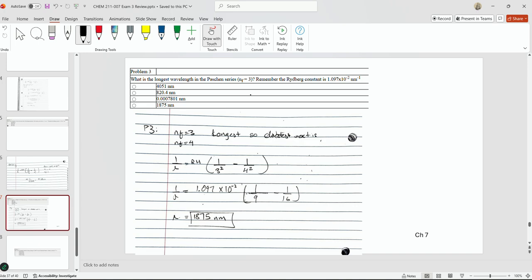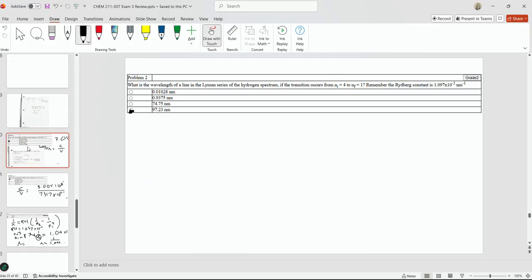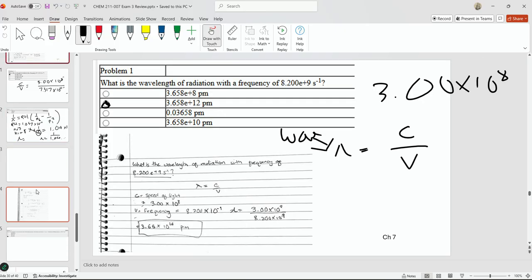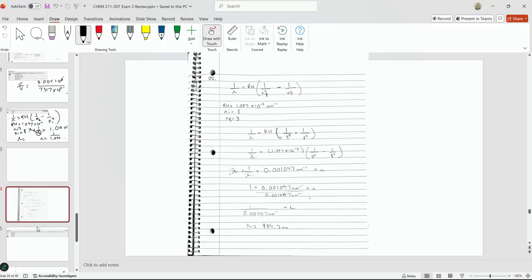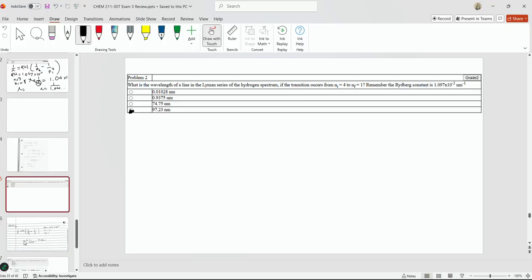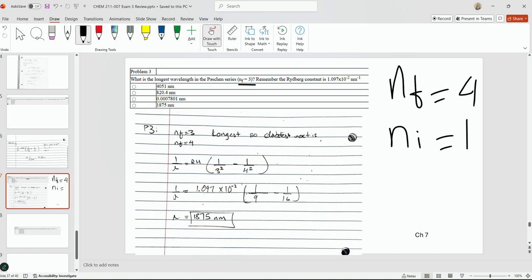All right. So problem number 3 is the same as problem number 2. Problem number 1 was different. The only difference is that it's asking for the longest wavelength, right? So the final is this, but this will be initial. And the longest, we have final and initial of 4, and this will turn into initial. That's pretty much it.